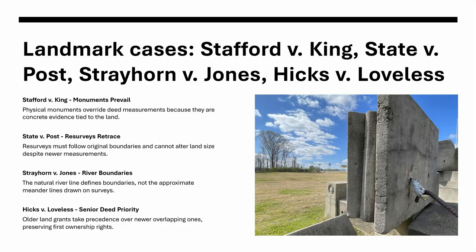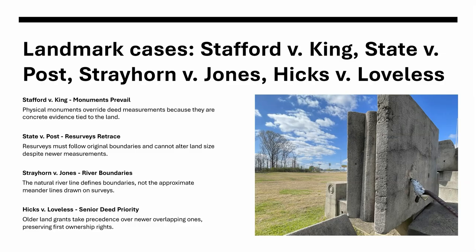The third case we studied was Strayhorn v. Jones, decided in 1957. This case involved riparian boundaries, land along a river. The deed called for boundaries that followed the meander of a river, but the survey showed meander lines drawn some distance from where the stream was. The dispute was whether the meander lines or the river itself defined the boundary.